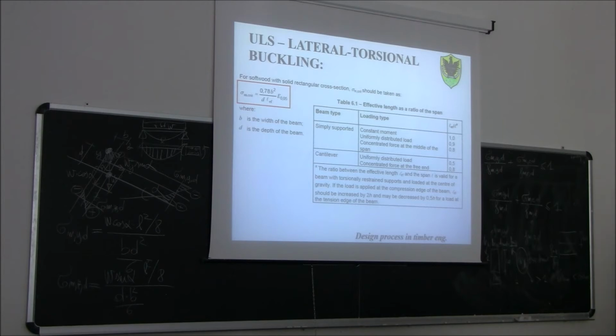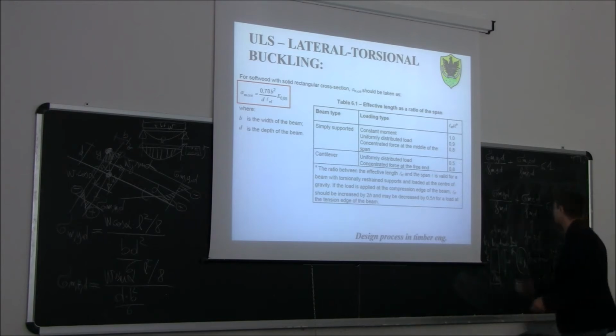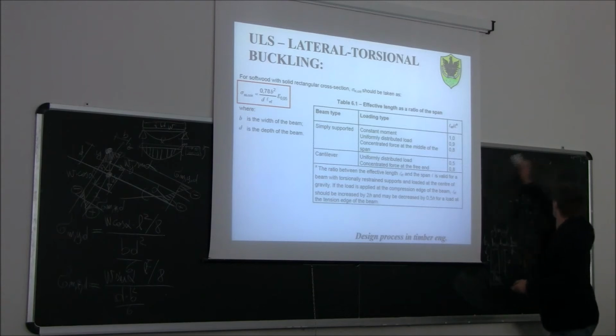Okay, now an important thing is to read what is written here. The ratio between the effective length and the span L is valid for a beam with torsionally restrained supports and loaded at the center of gravity. What does it mean? It means that what is written there is valid when you have a beam.